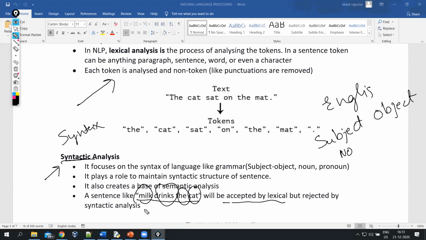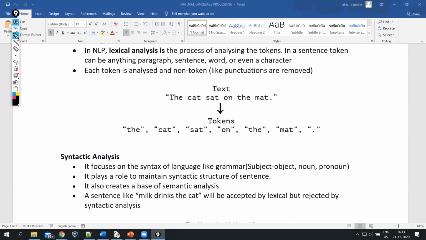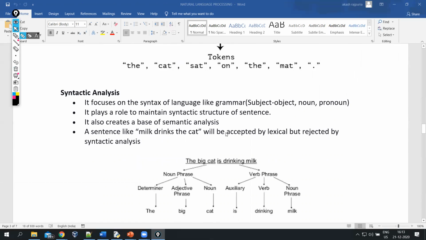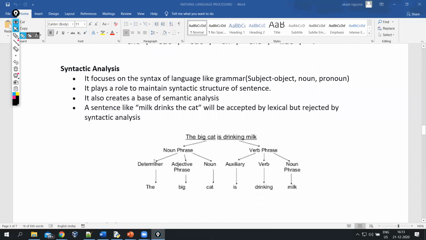The cat should be first, and the milk drank the milk should be at the end. So syntactic focuses on the syntax of the sentence. I guess that's clear up till now. It focuses on the cat: determiner, adjective, noun, pronoun. So basically the syntax of that.